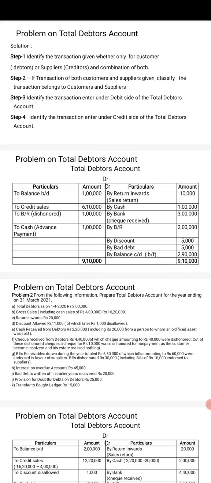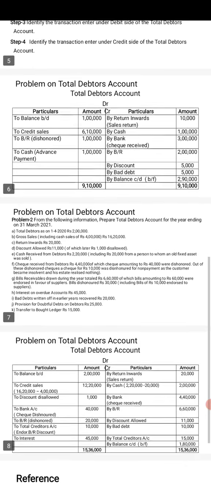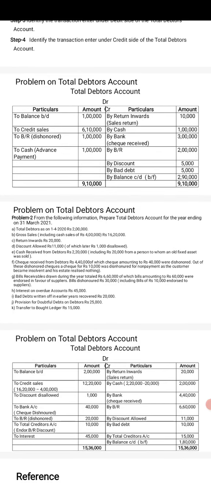Bills receivables drawn during the year total rupees 6,60,000. Again this one you have to enter under the credit side of the total debtors account. So dishonored was rupees 20,000. This one you have to enter under the debit side of the total debtors account. Next, interest on overdue rupees 45,000, debit side of the debtors account.